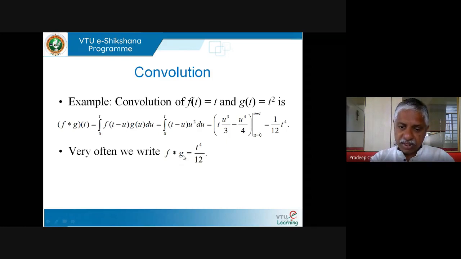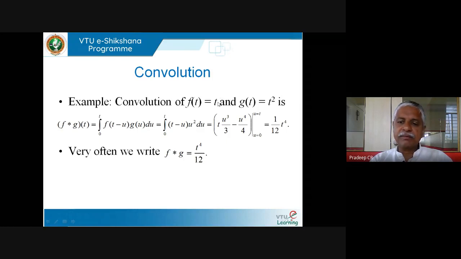So Laplace of f star g is Laplace of t power 4 by 12, which is 1 by 12 into Laplace of t power 4. Laplace of t power 4 is what? Laplace of t power n is n factorial divided by s to the power of n plus 1. So that will be 4 factorial divided by s to the power of 5. So 12 was already there, so 4 factorial by 12. 4 into 3 gets cancelled. So in the numerator I'll have 2. So Laplace of f star g is 2 divided by s to the power of 5.